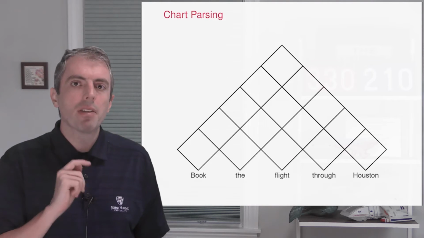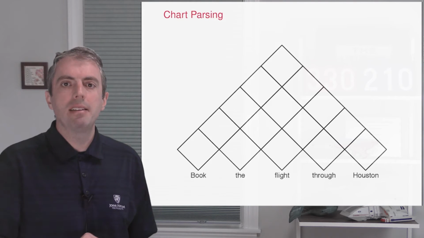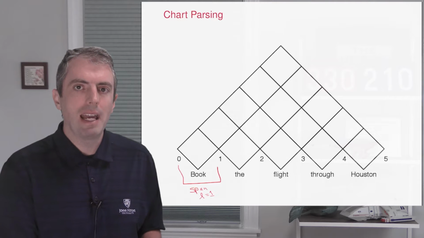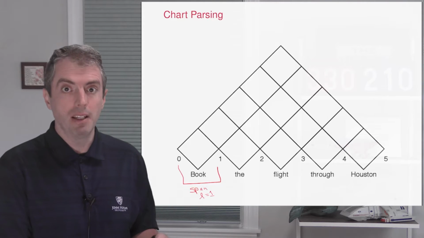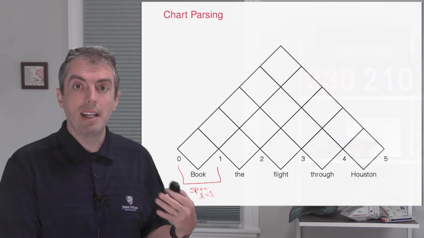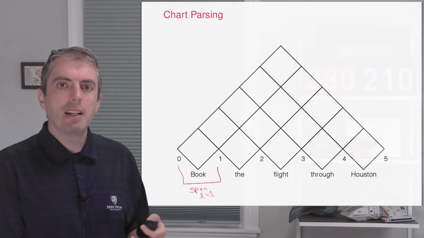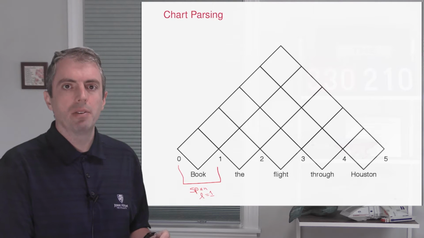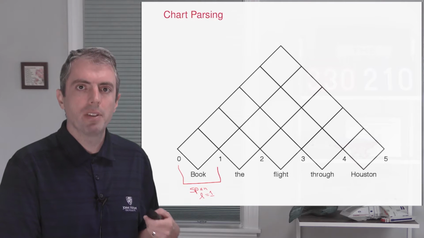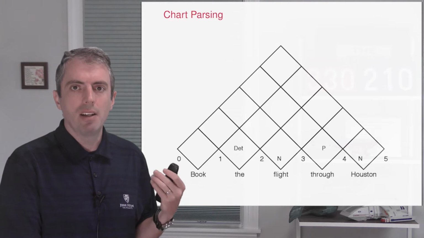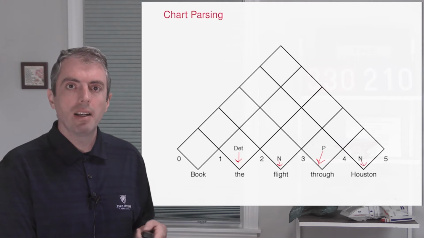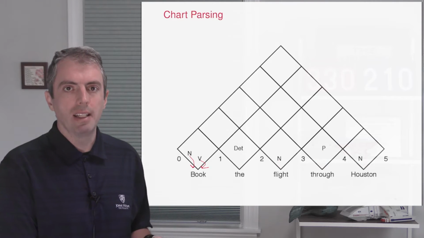Our yield is "book the flight through Houston," and there are some indices for the spans that we'll be using. For example, the token "book" starts at 0 and ends at 1. It's a span of length 1. This is our base case. So we first look at individual words that have a span length of 1 and find all of the non-terminals that can be associated with those tokens. Before, we had the matrix C[1, 2] for determiner. So if this is true, then we write the non-terminal in the cell here. And if a word is ambiguous, like "book," then we'll put multiple non-terminals in the cell.